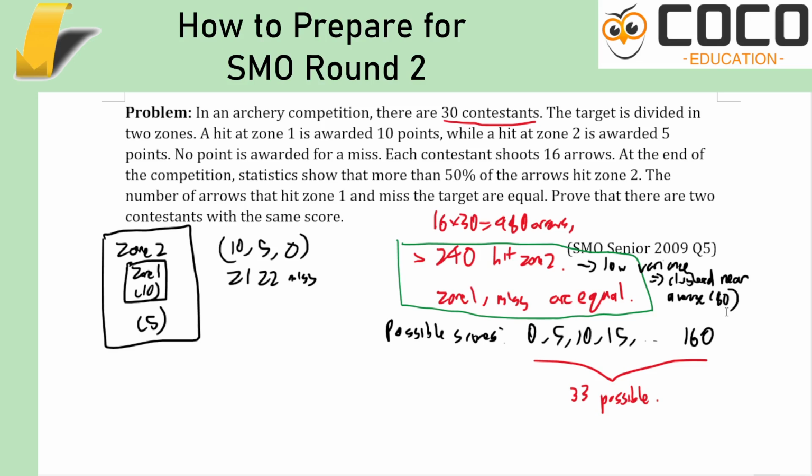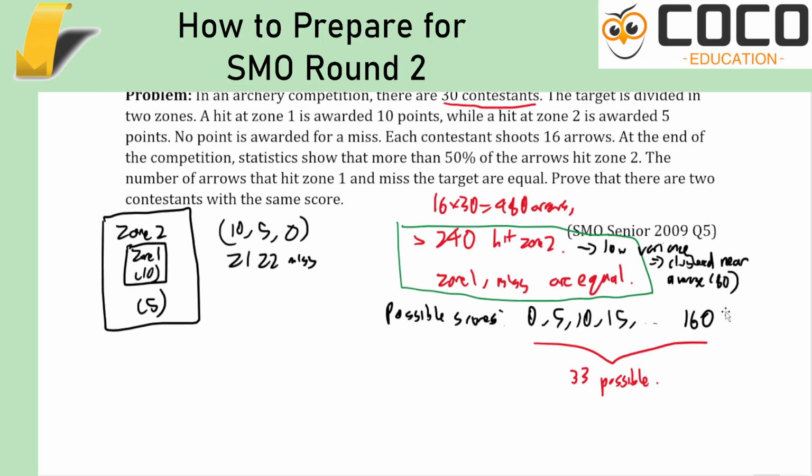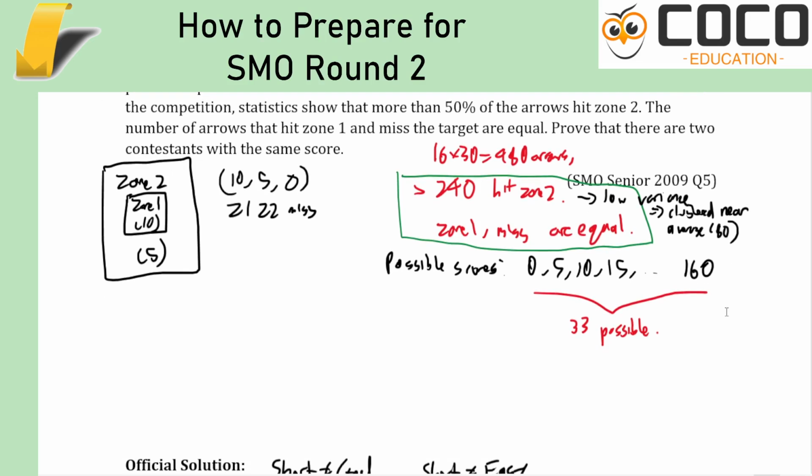Now, the other thing that it mentions to me is that the number of arrows that hit zone 1 and miss the target are equal. And I'm not quite sure what is the significance of that yet. But I'm now going to try to improve my intuition further. So I've gotten to the point of, this is why it makes sense. Now, a step further of like, but how do you know that it must happen?